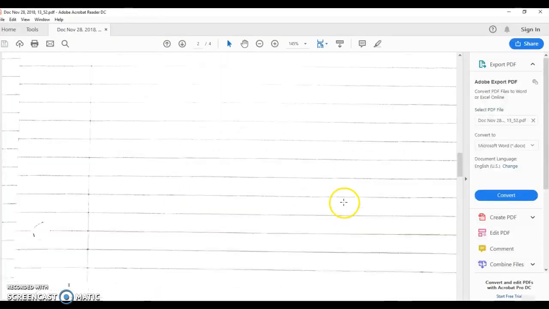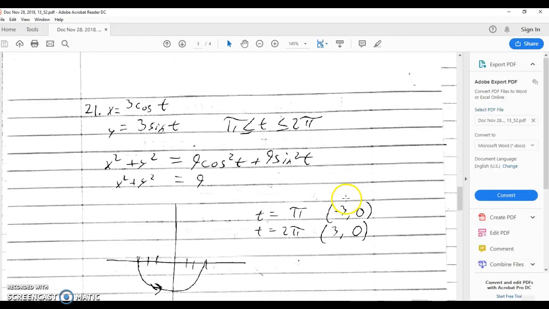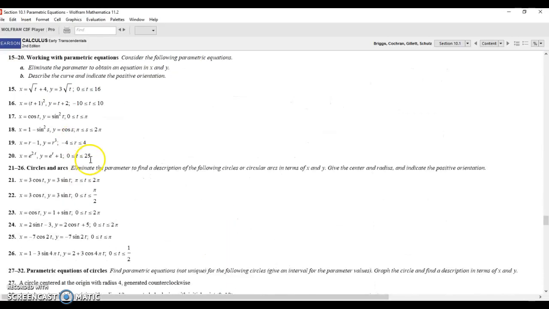Okay. The next thing that we're going to do is look at problem 21. Problem 21, they give us x is 3 cosine t, y is 3 sine t. And actually, let's look at the problem. They want us to eliminate the parameter, find a description of the circles or arcs in x and y, give the center and radius, and indicate the positive orientation. So this is 3 cosine t, 3 sine t for t between pi and 2 pi.